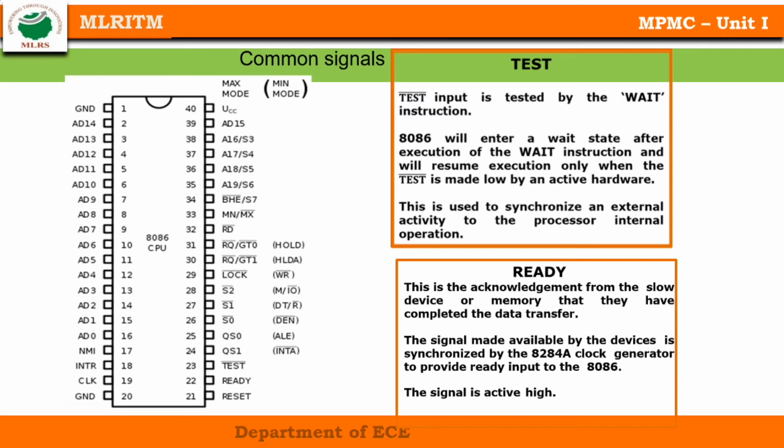Next is the ready signal, pin number 22, ready. The ready signal is used for acknowledgement from the slower device. It is the acknowledgement from the slower device or memory that they have completed the data transfer. The signal made available by the device is synchronized by the 8284 clock generator to provide the ready input to the 8086.